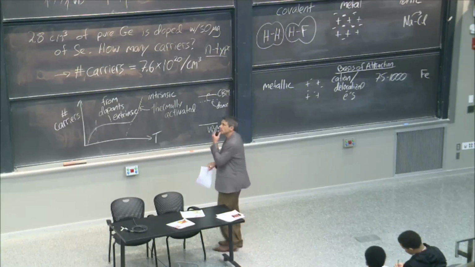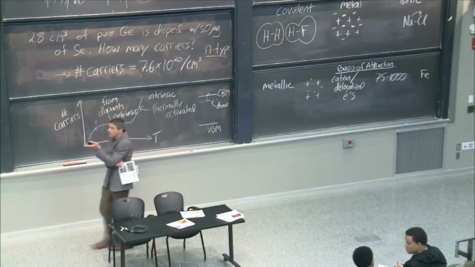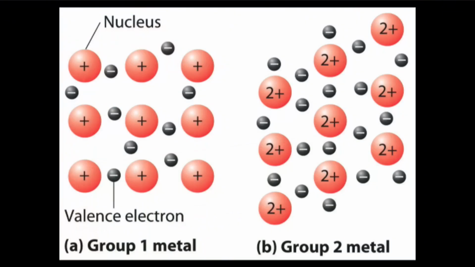Now, but first I say, well, if I had a group 1 metal, then I've got one, right, like sodium. But if I go over to magnesium, you can see that I've got a higher charge because both of those electrons are likely to leave and wander around in this sea of electrons. So that would be what magnesium looks like in terms of this electron sea model.